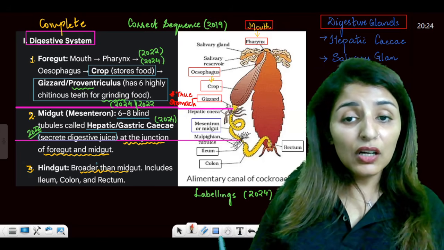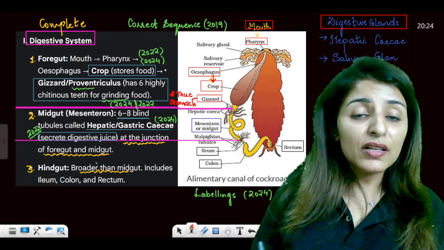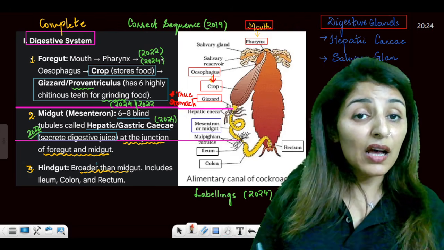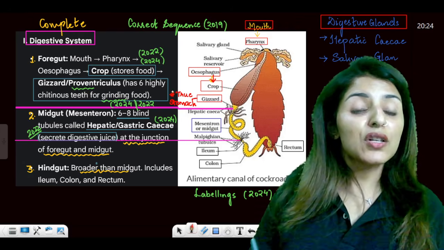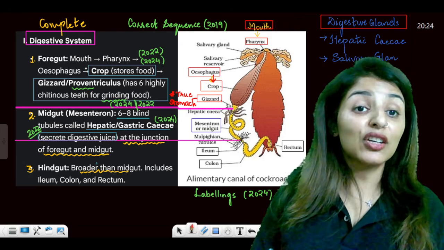The esophagus leads into the crop, and this is where food is stored. This question has been asked in 2022, 2024 as well. So where is food stored in cockroach? It is in the crop region.